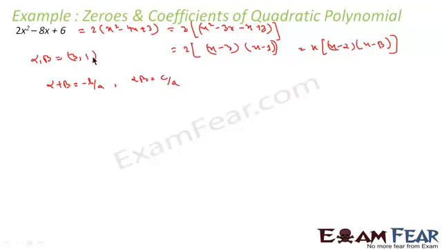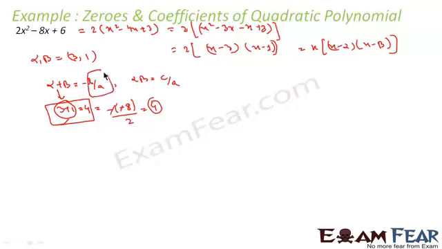Since we know alpha and beta, we know that alpha plus beta is nothing but 3 plus 1, that is 4. Correct? Alpha plus beta is nothing but 3 plus 1, that is 4. And now let's try to find the value of minus b by a. Minus b is nothing but minus of minus 8, divided by a is 2, that is minus, this will become plus 8 by 2, that is 4. So we have seen 4 is equal to 4. Correct? Because this term we got from actual values of alpha and beta, and this form minus b by a we got from formula. So we can say that this formula is true.